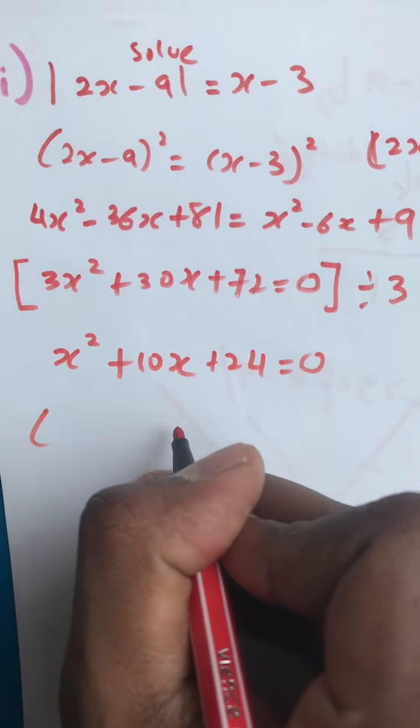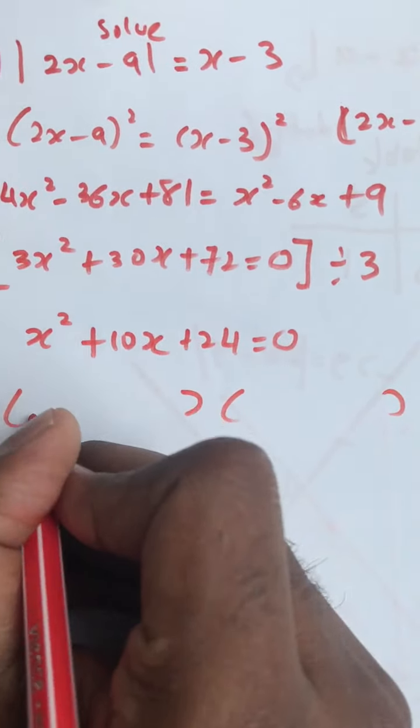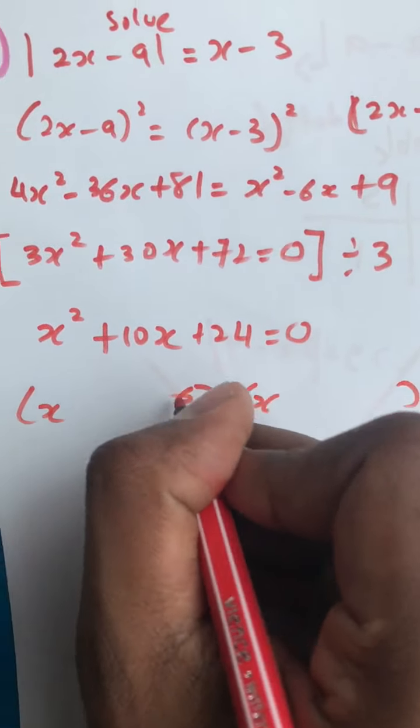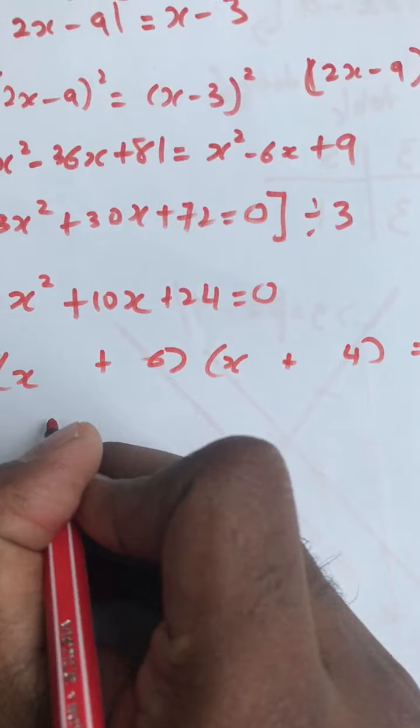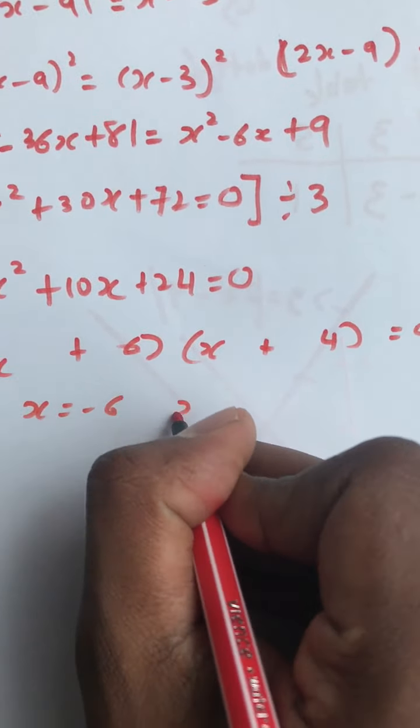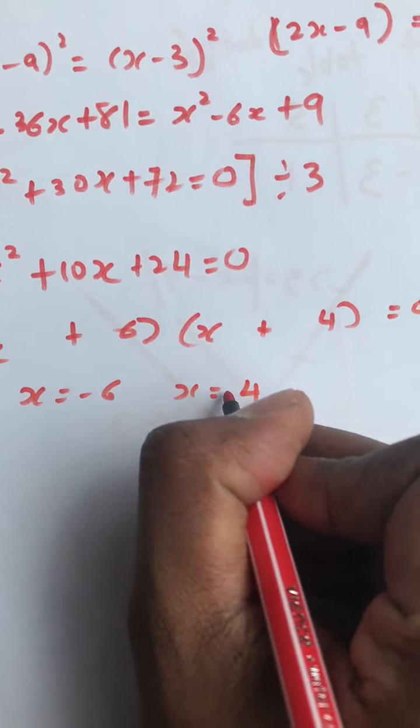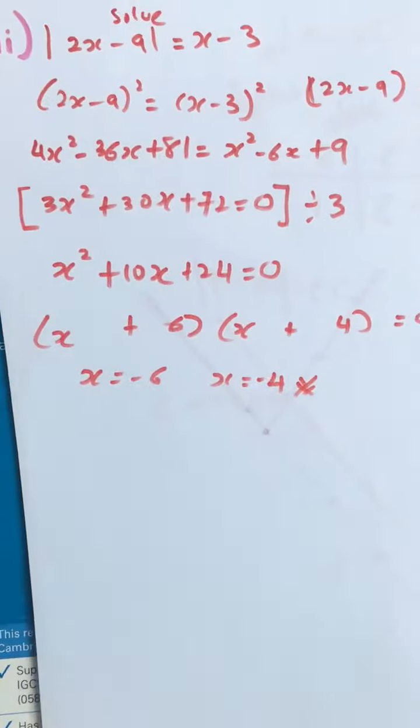So now what we do, we factorize them. I think the factorizing is also quite easy, because you want to get a 10 in the middle. So x equals negative 6, x equals negative 4. So that's all. You see, much faster.